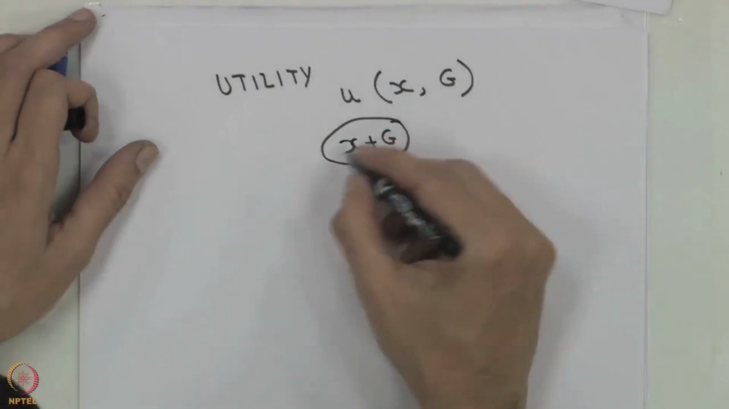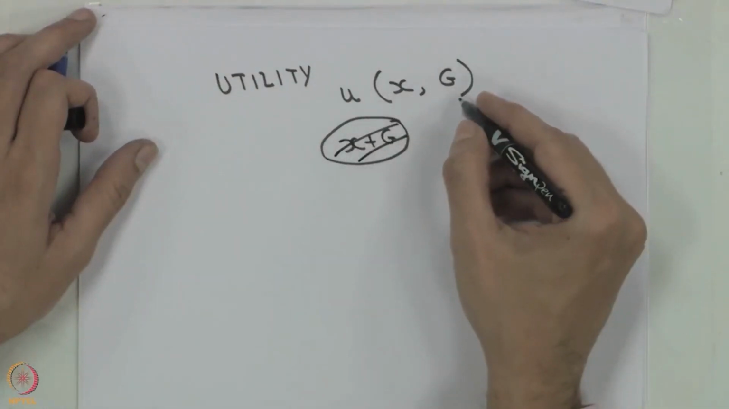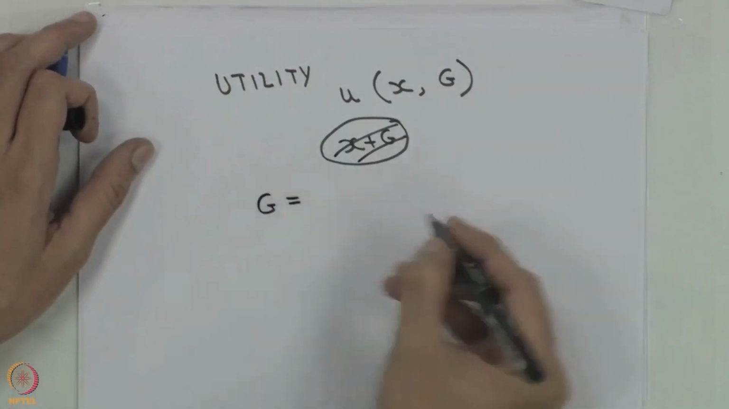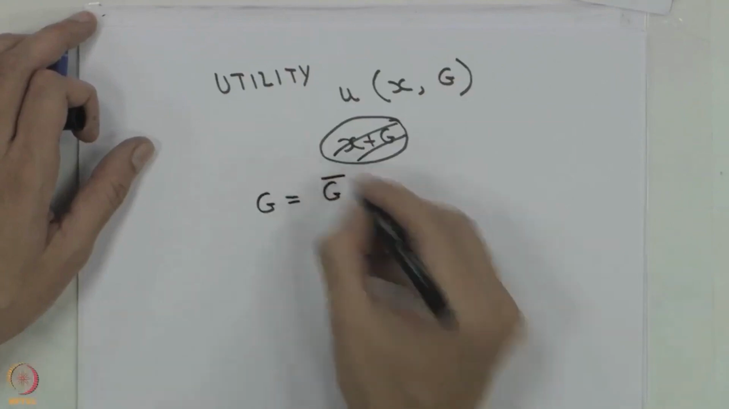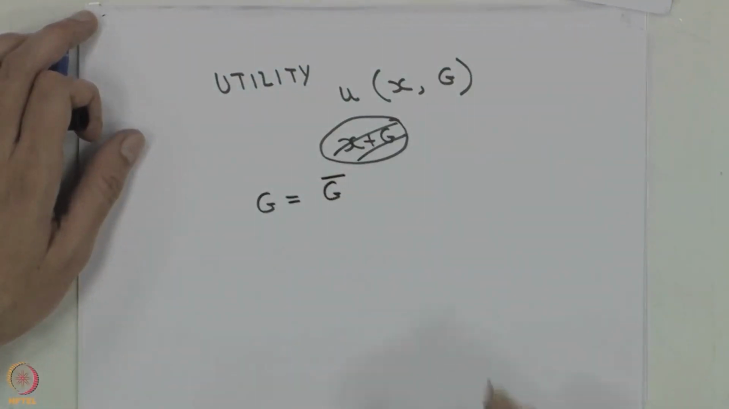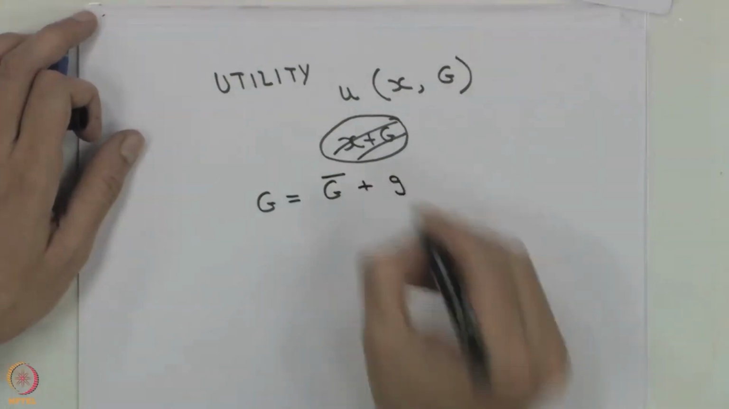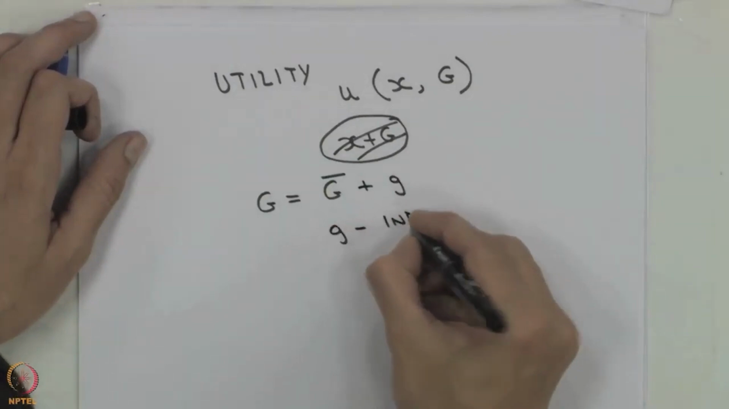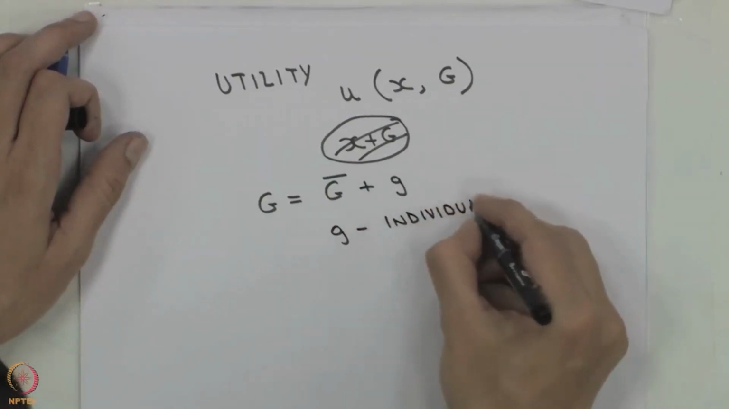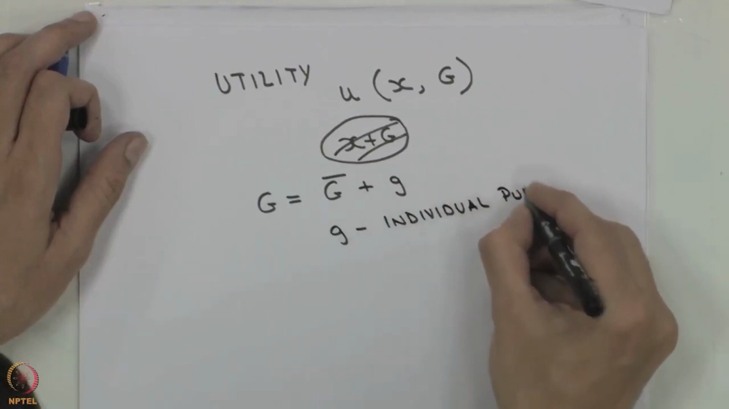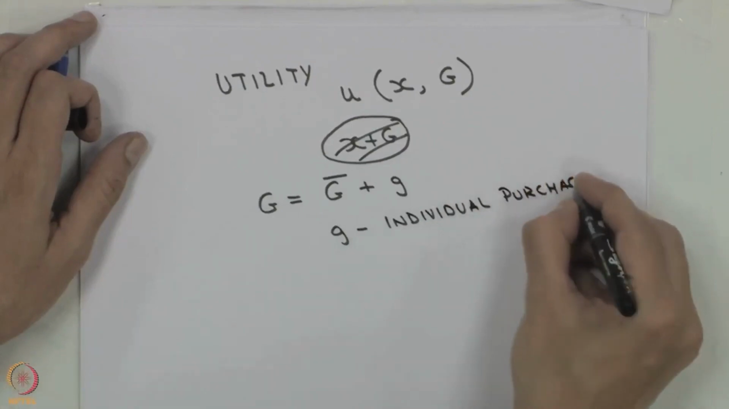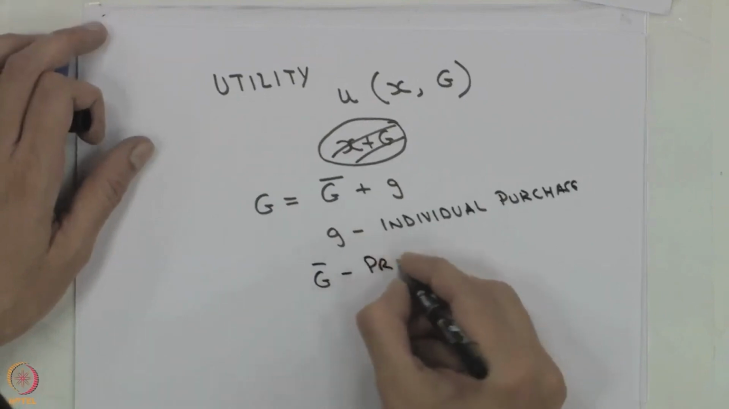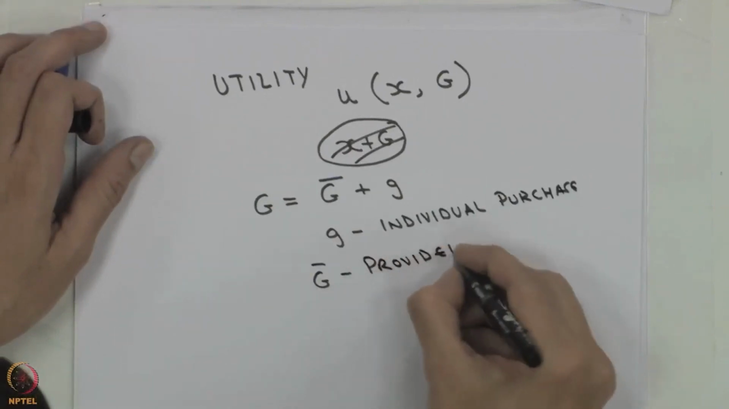Sorry, X plus G are the two benefits that we are getting. In the case of G, G is provided by the provision from society, from all the other individuals, and what each individual is paying, where small g is the individual purchase or payment for the public good, and G dash is provided by the rest of society.